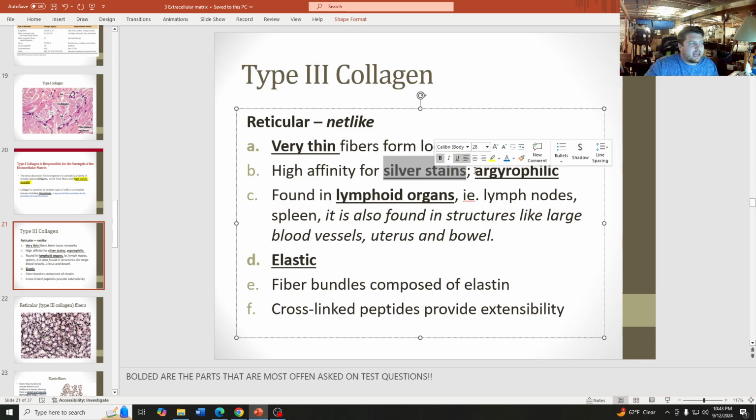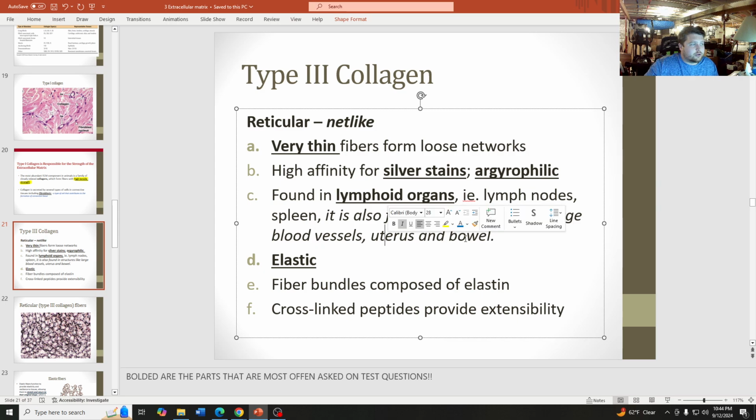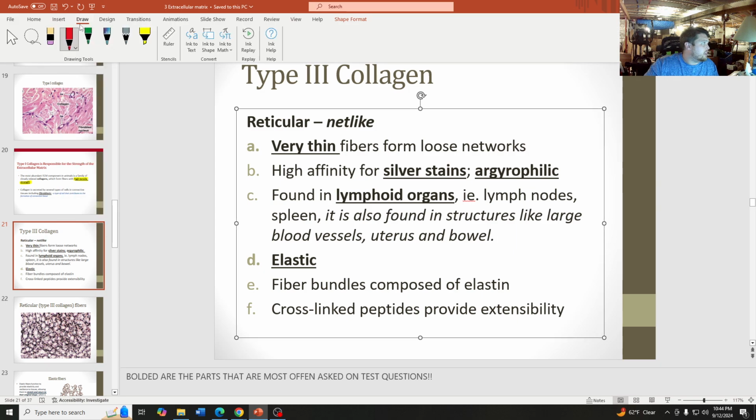And silver stain, aka argyrophilic. It is found in lymphoid organs, such as the lymph nodes and the spleen. It's also found in structures like blood vessels, uterus, and the bowel, where you need elasticity.